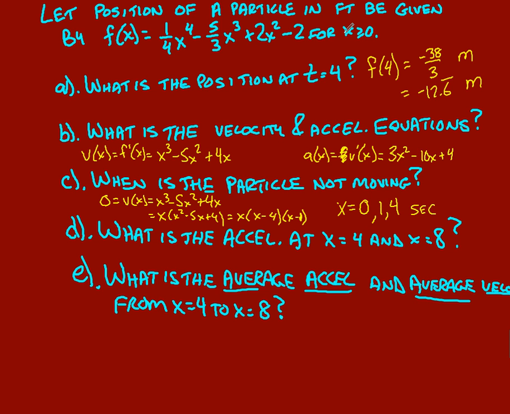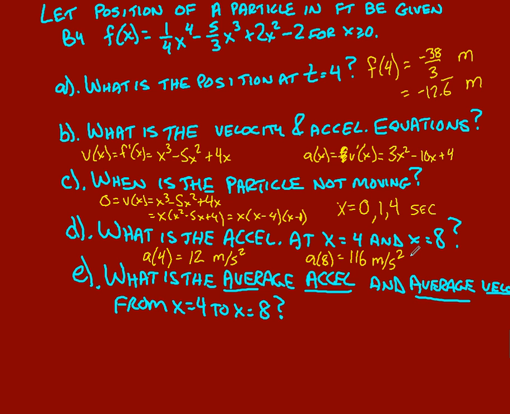Okay, part D. What is the acceleration at x equals 4 and x equals 8? So I'm just going to plug in for a of 4, what it will equal when I plug it in, and a of 8 when I plug that into my acceleration function. When I plug into a of 4, I should get an answer of 12, and it's acceleration, so we'll say meters per second squared. And when I plug in 8 into the acceleration function, I should get a pretty big number, 116 meters per second squared. So accelerating pretty darn fast.